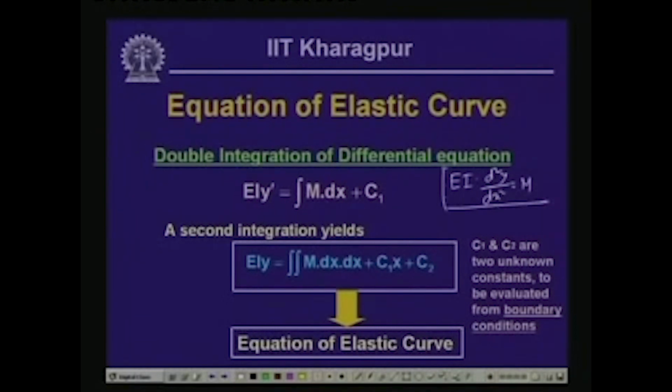integrate it once, then we get EI dy dx, y dash, which is dy dx, equals integral M dx plus a constant C1, and further integration of this gives us EI y equals double integral M dx plus C1 x plus C2, where C1 and C2 are the unknown constants which are to be evaluated from the boundary conditions.